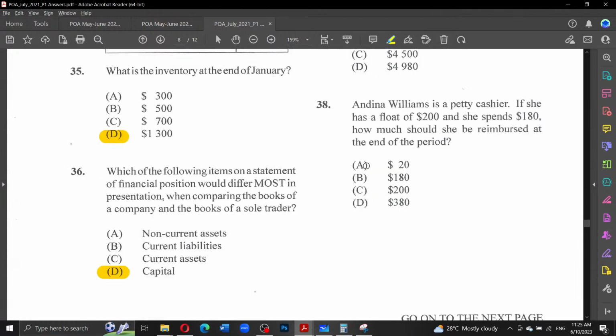Adina Williams is a petty cashier. If she has a float of $200 and she spent 180, how much should she be reimbursed at the end of the period? Like I said, the reimbursement is the amount that is actually spent, so it's going to be 180.